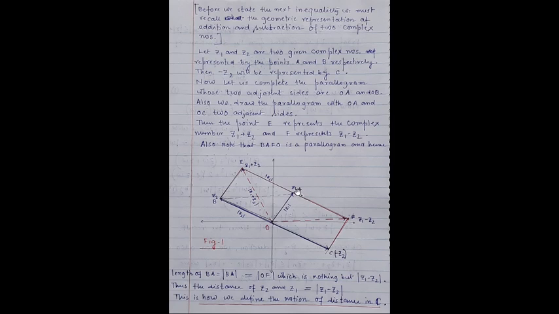So now we have three things: z1, z2, and minus z2. Now join the origin to A, to B, and to C. Fine. Now we have two things, this and this. You complete the parallelogram whose adjacent sides are OB and OA, and you get a parallelogram like this. Okay, this is the parallelogram.